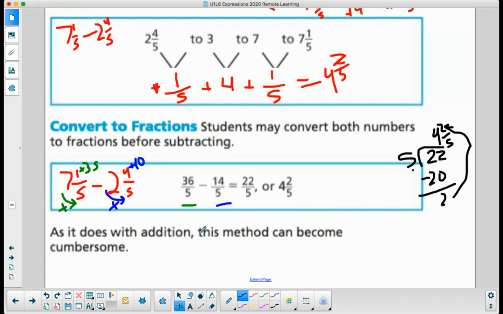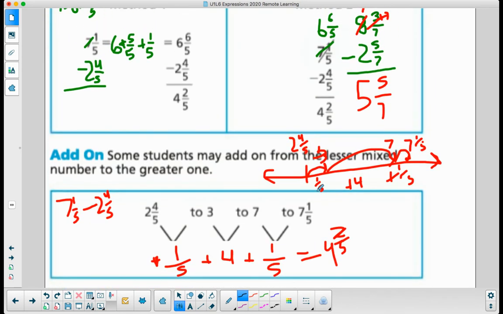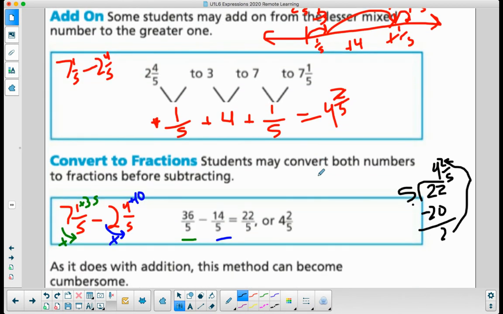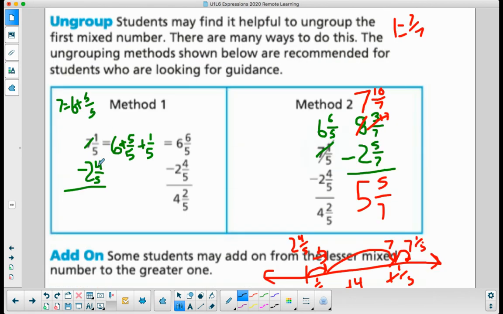As you can see, it can be cumbersome though. There's some big numbers to use and it's an extra step. All right. I suggest reviewing this video for the method that works best for you. When I can do mental math, I don't mind using this method, but ungrouping is usually what I would do, especially until I get familiar with it. Good luck.